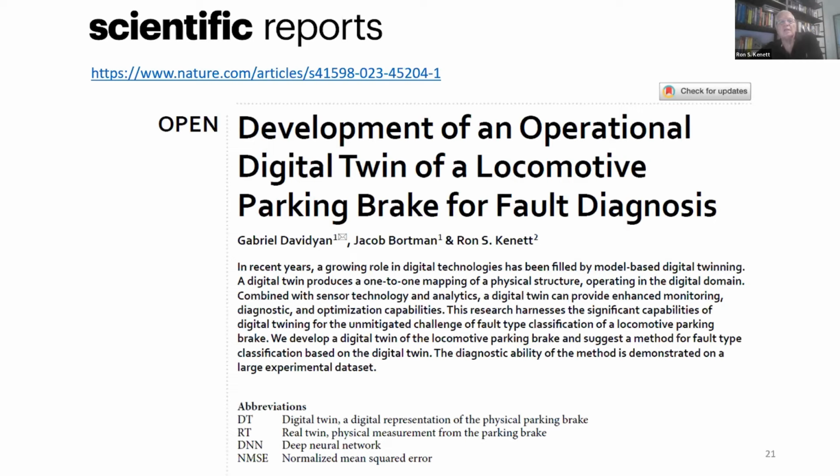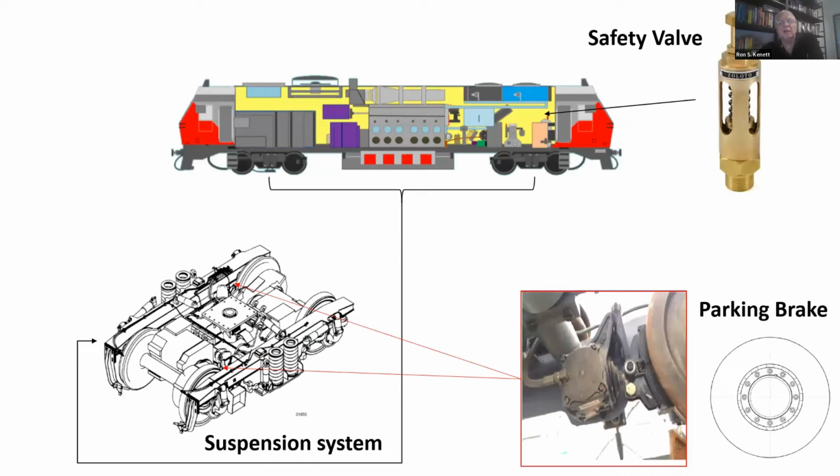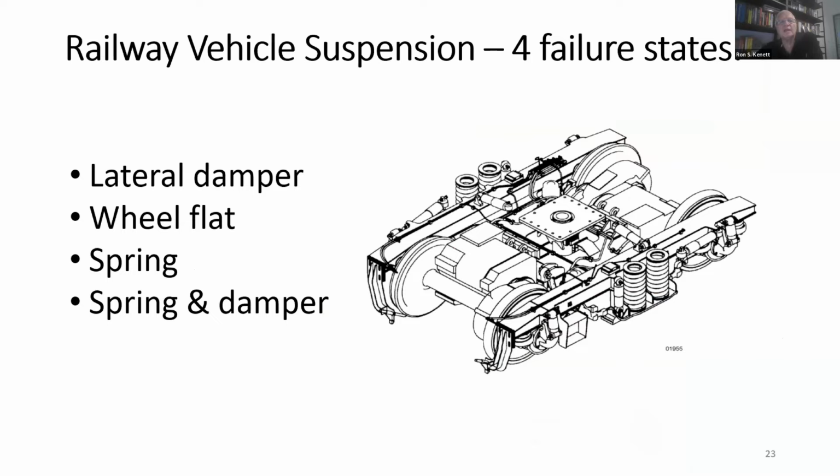Two case studies. This is a case study of a locomotive parking brake. This was published in Scientific Reports a couple of months ago, actually. There are several other papers coming up from this work that is led by Gabriel Davidian, who is a PhD student at Ben Gurion University and is doing fantastic work. So we have a train, a locomotive, and there are systems on this train. So there's a safety valve, there's a suspension system, there's a brake system. The approach that was taken is to consider each of these systems separately and develop digital twins for the individual systems.